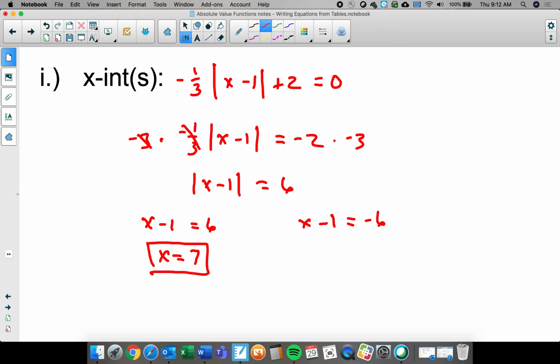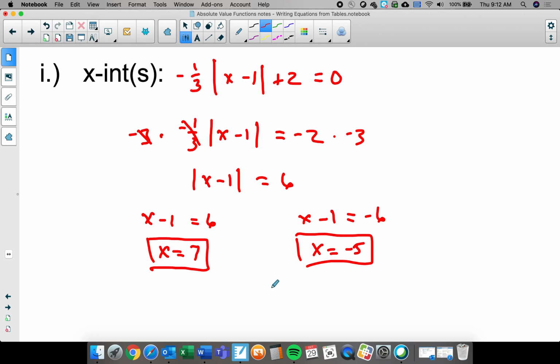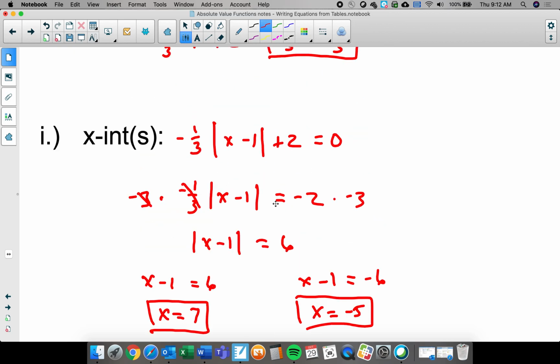Add the 1 to the other side, and there's x equals -5, confirming the second x-intercept that we found from the graph. Okay, so there's the algebraic way. This is the way I want you to do these problems, not just pick it off the graph. I want to see the work that you do, okay? So that you're practicing solving those equations as well.